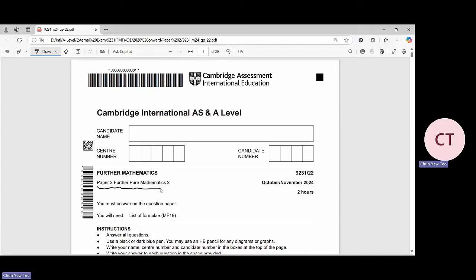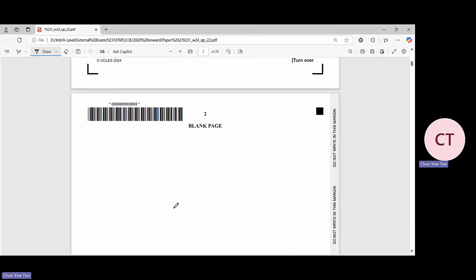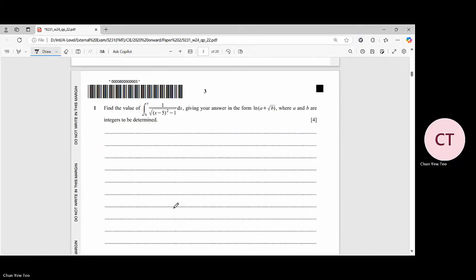Questions. In this video we shall discuss Further Pure Mathematics 2, October-November 2024, Paper 22. Let's take a look at the first question. Find the value of the given integral, giving your answer in logarithm form, where a and b are the integers to be determined.